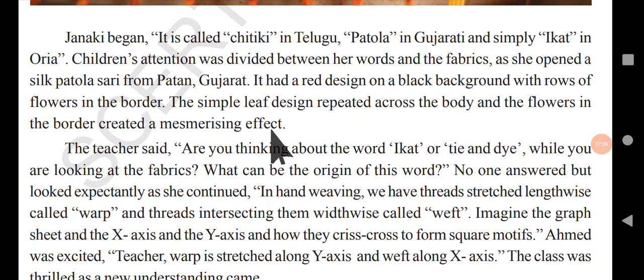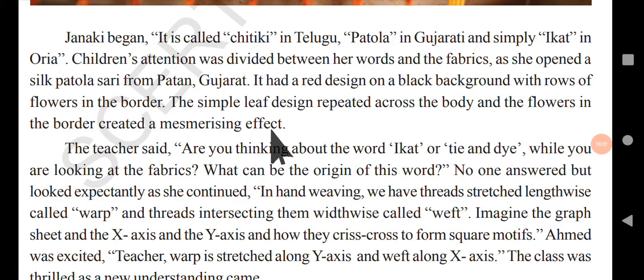So Janaki, the teacher, started to tell the story of Ikat, and she said, in Telugu it is called Chitki, and in Gujarati it is called Patola, and it is called Ikat in Oriya, right? So here the children started to combine the fabrics and the words she was mentioning in different languages. And on the other hand, she opened a silk Patola sari.